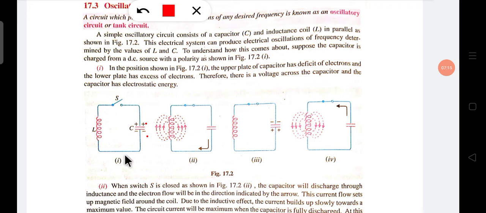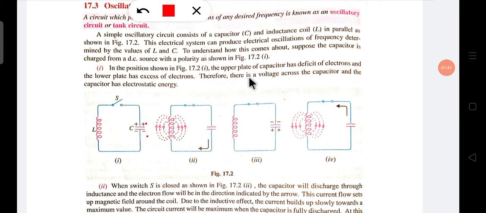In the position shown in the figure, the upper plate of the capacitor has a deficit of electrons. Since this is positive, there is a deficiency, or a shortage, of electrons here. And the lower plate has an excess of electrons, since the lower plate is negatively charged. So here the amount of electrons is high.